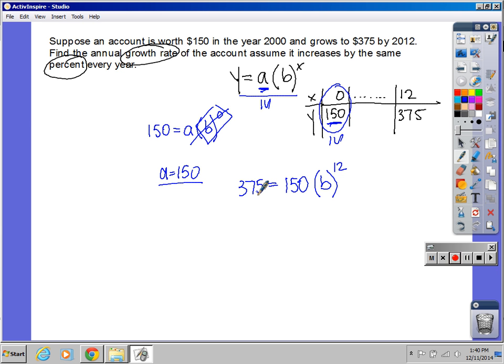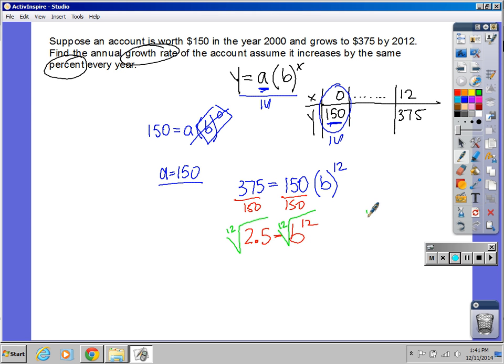So what I'm going to do here is divide both sides by 150. Now this would require a calculator, just not a graphing calculator. So if I take 375 divided by 150, I'm going to end up with 2.5 equals b to the 12th. Now, if it was b squared, you'd take the square root. If it was b cubed, you'd take the cube root. It's b to the 12th, so we're going to take the 12th root.